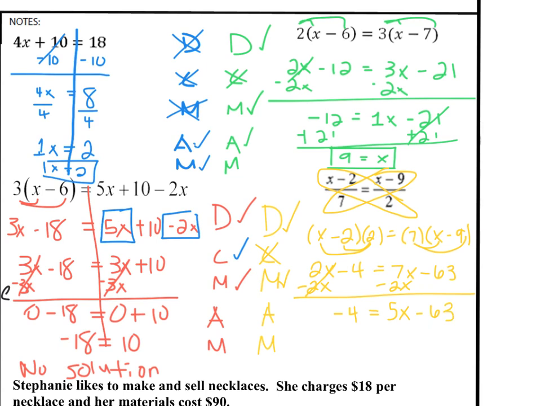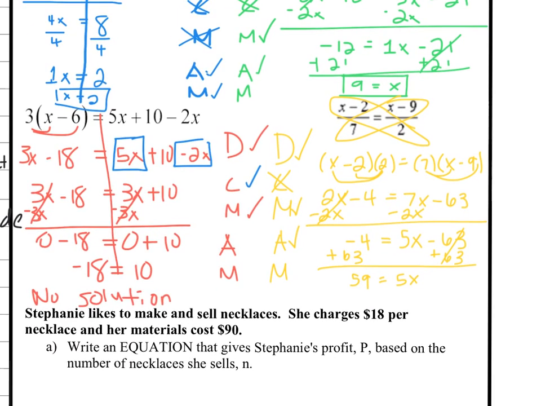Then I need to add my 63 onto both sides so that I have x by itself on one side. When I do that, on the left side, I'd be left with 59 is equal to just 5x. Then I need to divide by 5 on both sides, and I would be left with x is equal to 11.8.